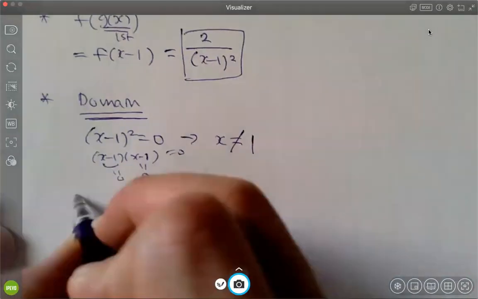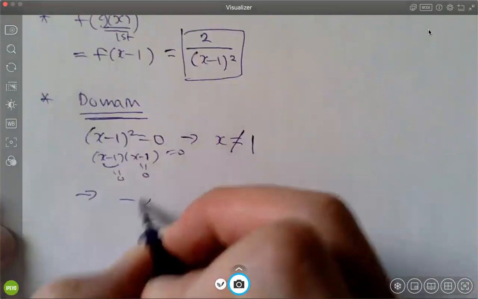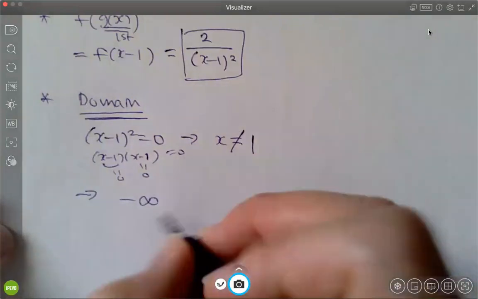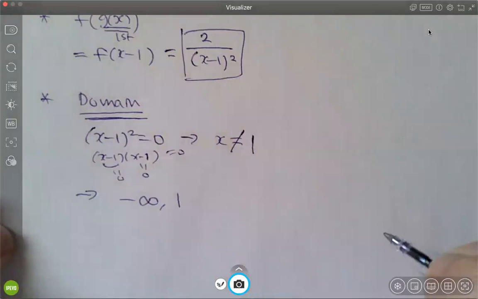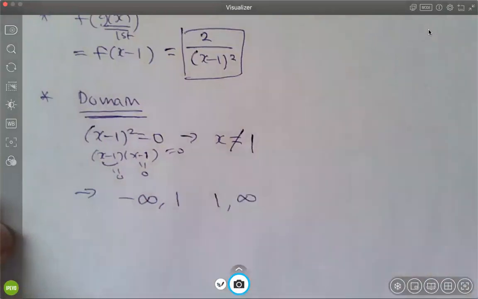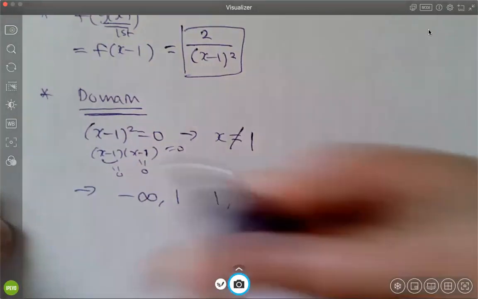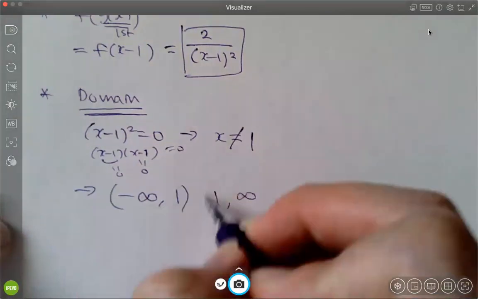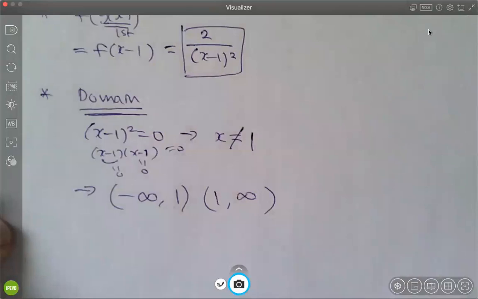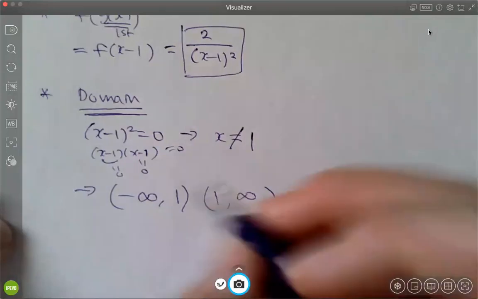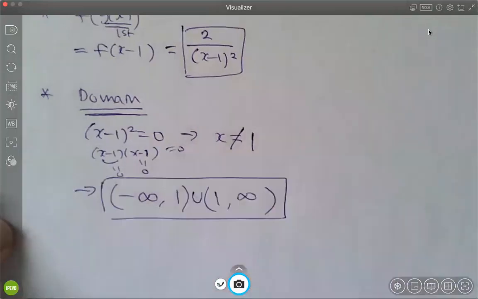So what's the domain? Negative infinity, comma 1, and then 1 comma infinity. Now, what are the symbols? All parentheses. And in between the two intervals? The union symbol, right? Okay.